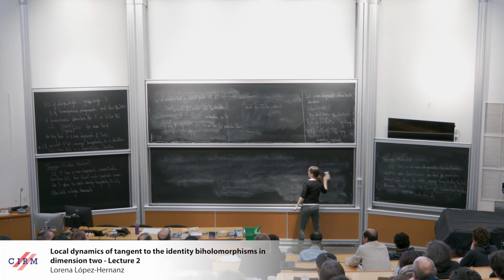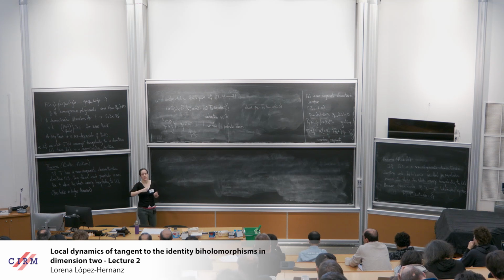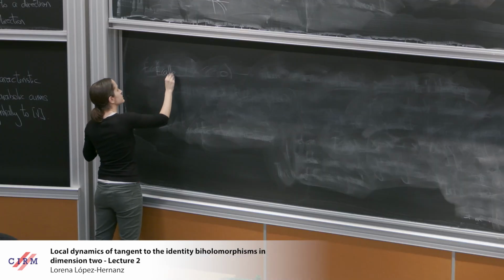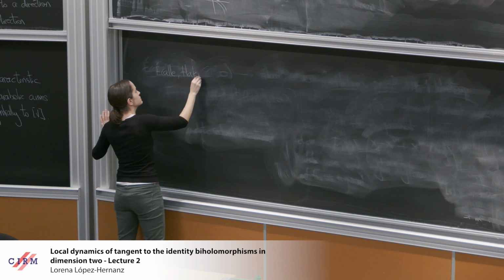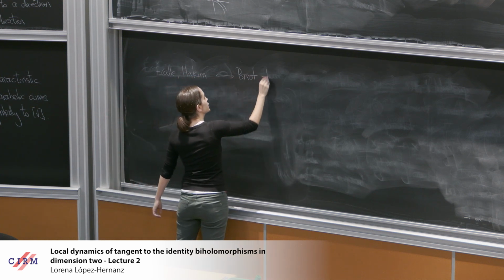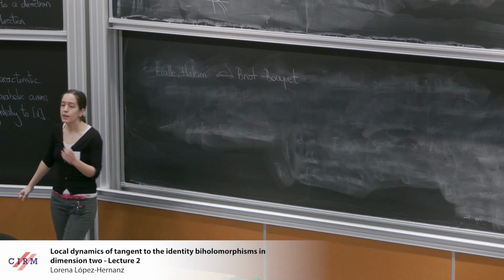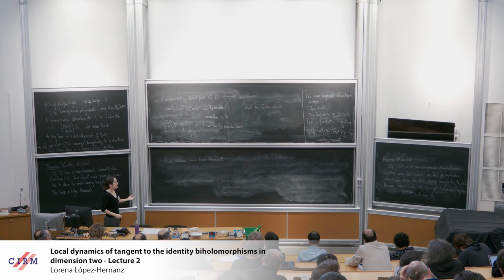Okay, so in this sense, we can understand this theorem by Ecalle and Hakim as a discrete analog of the Briot-Bouquet theorem. It's a little bit more general because we allow these generalized invariant curves. Okay. And we also have a discrete analog of the Camacho-Sad theorem.